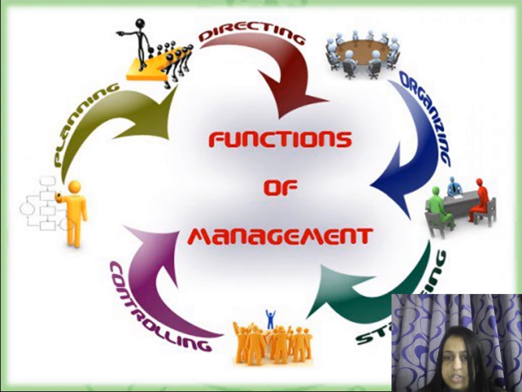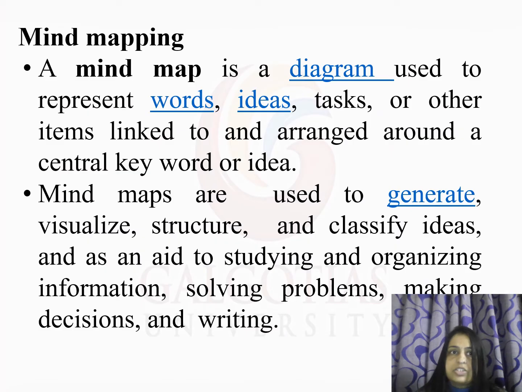So what is mind mapping? A mind map is a diagram used to represent words, ideas, tasks or other items linked to and arranged around a central keyword or idea. Mind maps are used to generate, visualize, structure and classify ideas, and as an aid to studying and organizing information, solving problems, making decisions and writing.